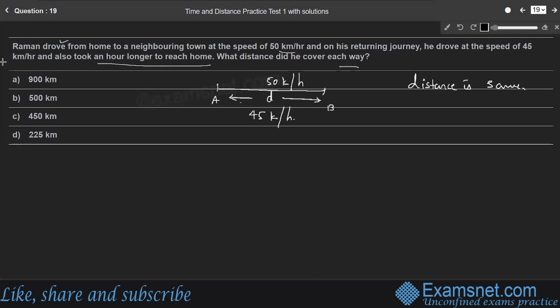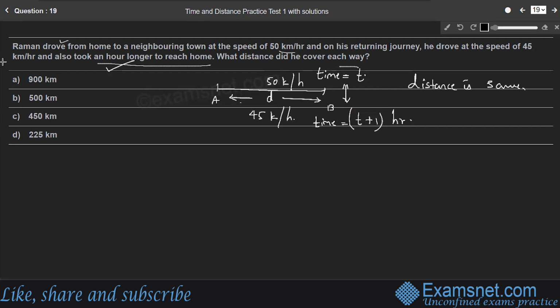Since the distance is the same, we have to consider the time taken by him. If T is the time taken by him to reach B from A, from A to B, if he takes T hours of time, right? From B to A, he took an hour longer. That means from B to A, he took T plus 1 hour of time. Or in other words, you can say the difference between the times taken by him is 1 hour.